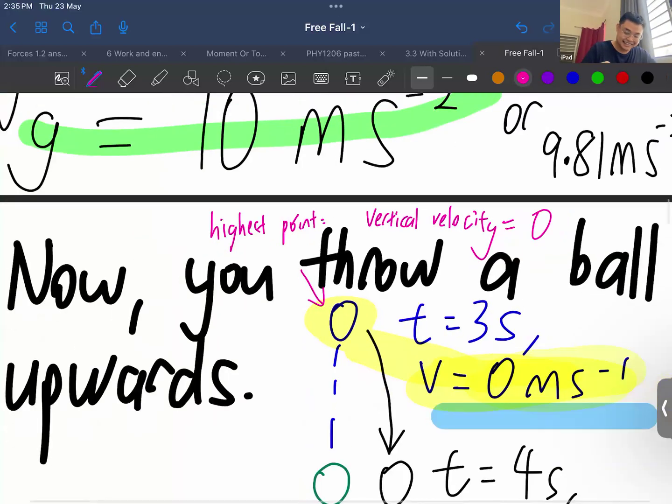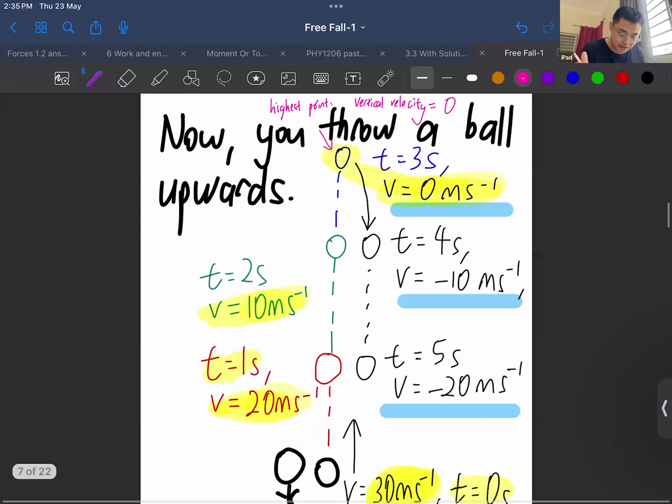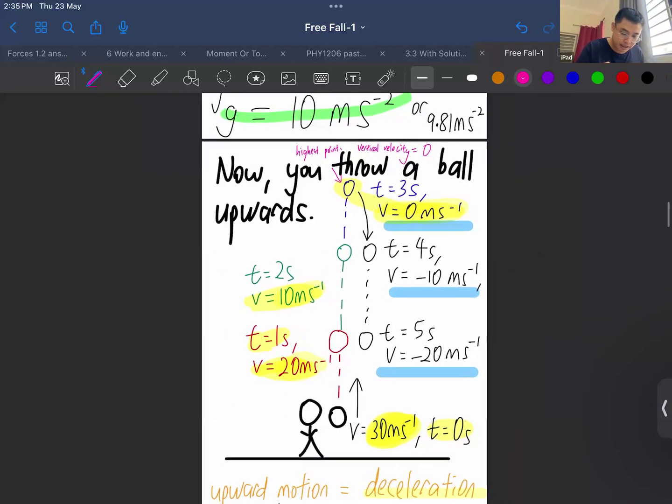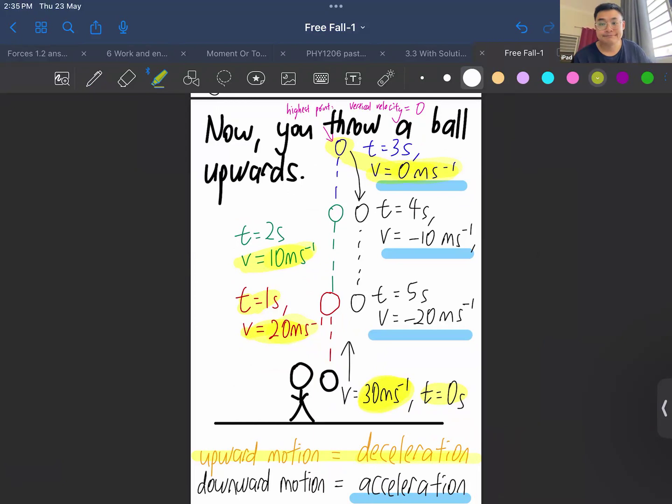Okay. So now, can you help me to remember that in the upward motion, when you throw the ball upwards, actually the ball is slowing down. Because you go from 30, and then 20, and then 10, and then 0. Am I right? That means you are getting slower and slower during the upward motion. Are you good? Yes. Now, let's talk about the falling down motion.